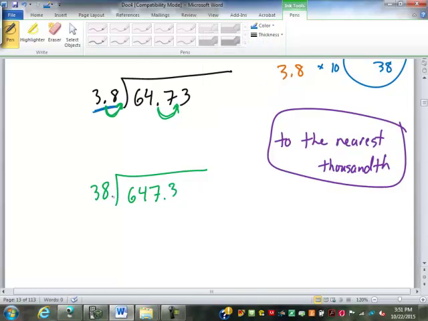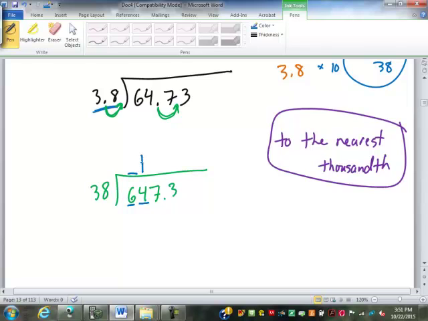So let's begin. Like any other division, we're going to start: does 38 go into 6? No, so I leave it blank above the 6. Does 38 go into 64? How many times? 1. So I'm going to put a 1. The 4 was the last digit I used, so I put a 1 above the 4.